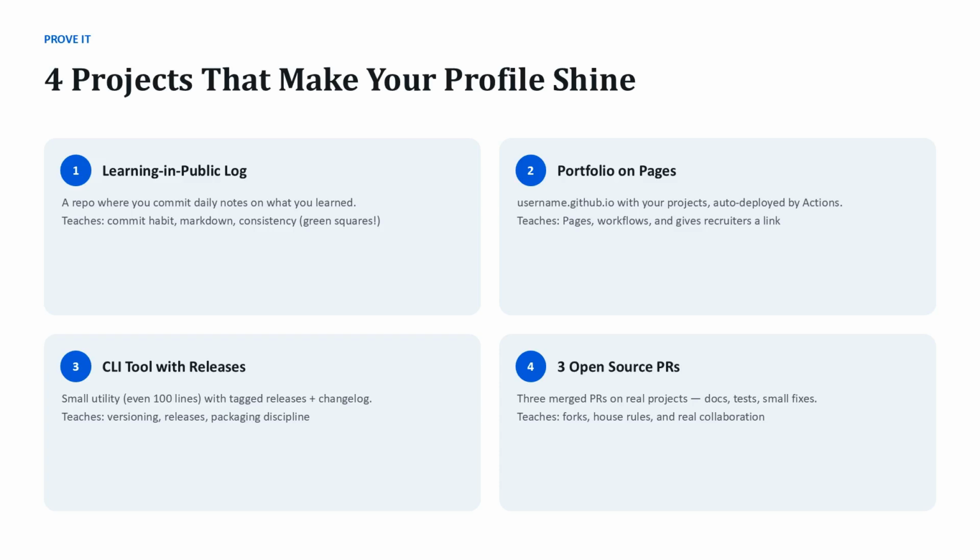Project 3, a small CLI tool, even 100 lines, but with proper tagged releases and a changelog. It demonstrates versioning discipline most juniors don't have. And Project 4, 3 merged open-source pull requests on projects you don't own, documentation, tests, small fixes. Those 3 green merged badges are collaboration receipts that no interview question can replace. Build these 4, and your profile tells a complete story.